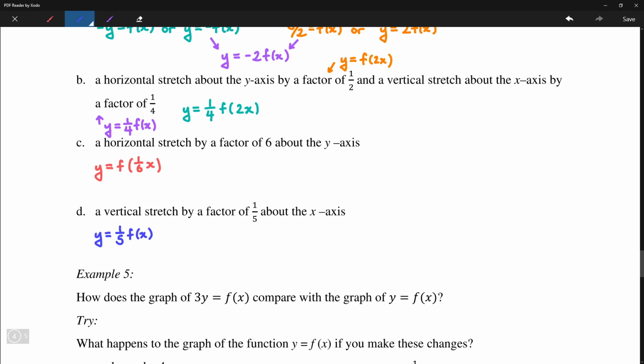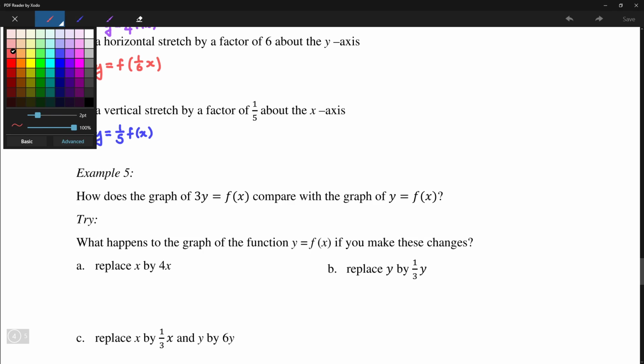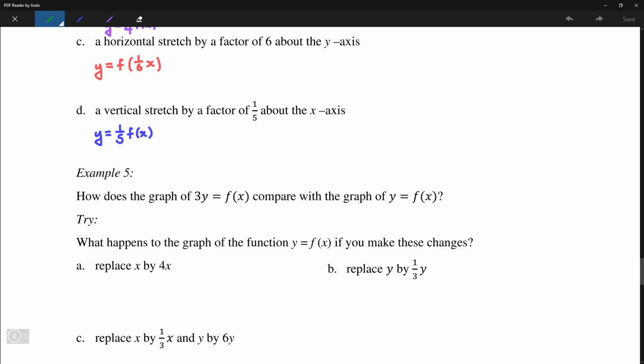So next up is another way of phrasing basically the same question. Example 5, how does the graph of 3y equals f of x compare to y equals f of x? So, the best way to look at this question is probably just to rewrite it. Notice that 3y equals f of x is the same as y equals 1/3 f of x. So of course, that just means we have a vertical stretch by a third. Okay, pretty simple.